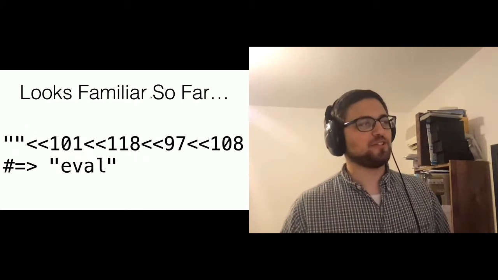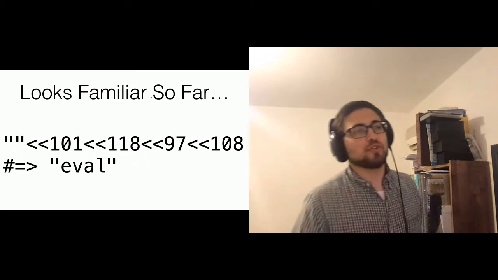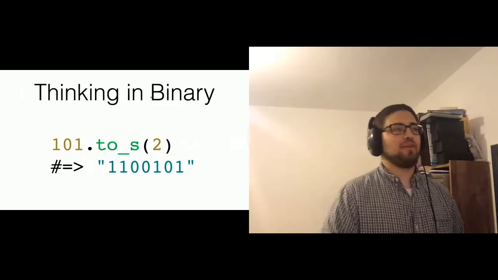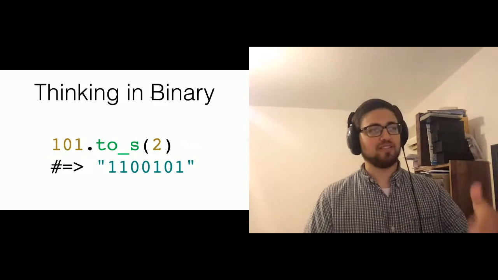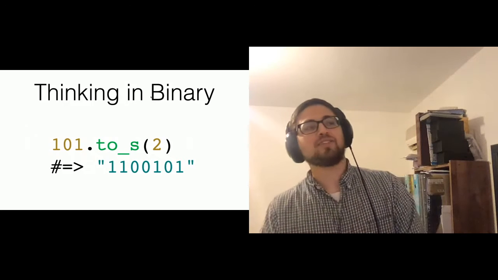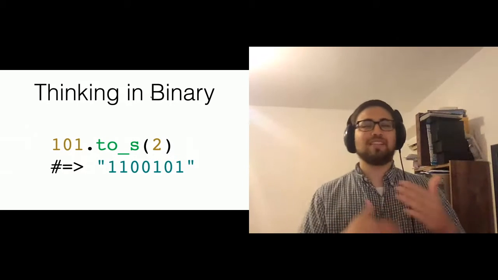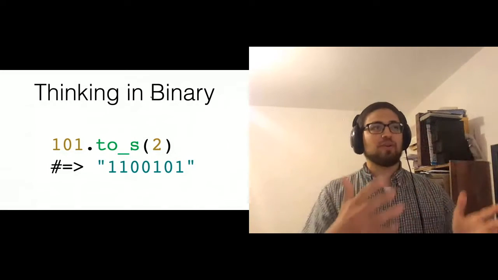So this should look fairly familiar. We take a string, we shovel on various numbers. But from here, we're going to take a little bit of a detour. We need to start thinking in binary. If we have the number 101 as an example, as you'll remember, that corresponds to the letter E. That's the first number we need to create in this case. So if we convert it to a string, when we pass the argument of two, that'll convert it to binary and show you the binary string representing what that number is.